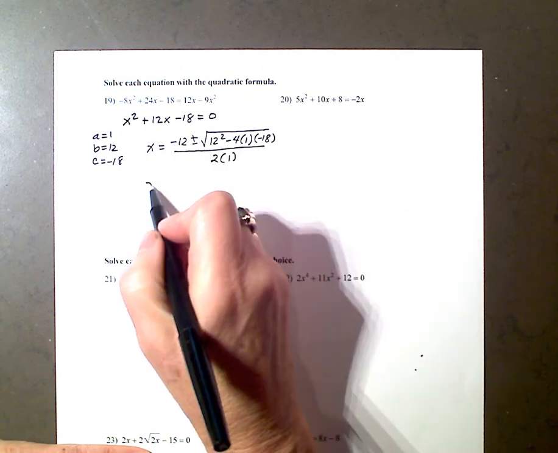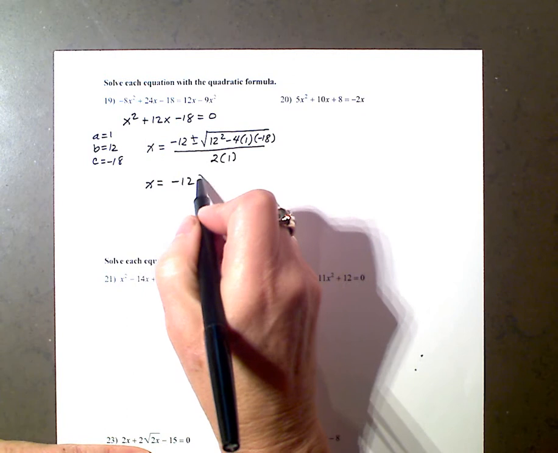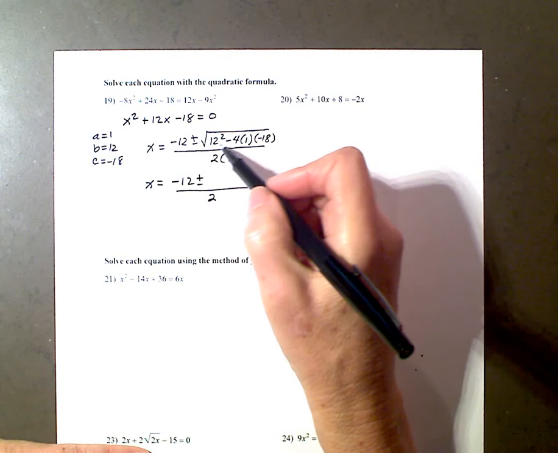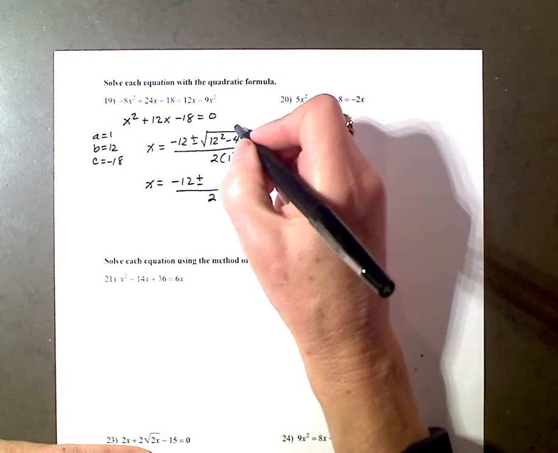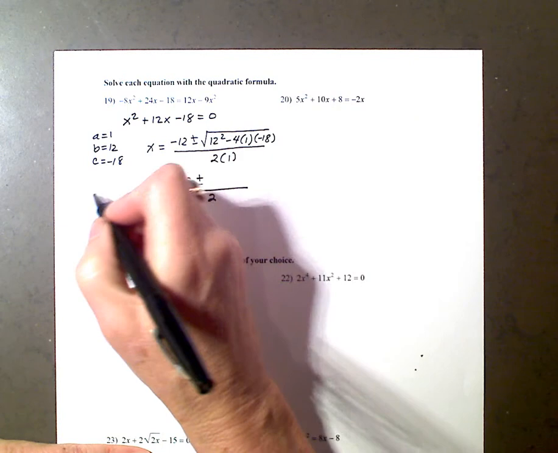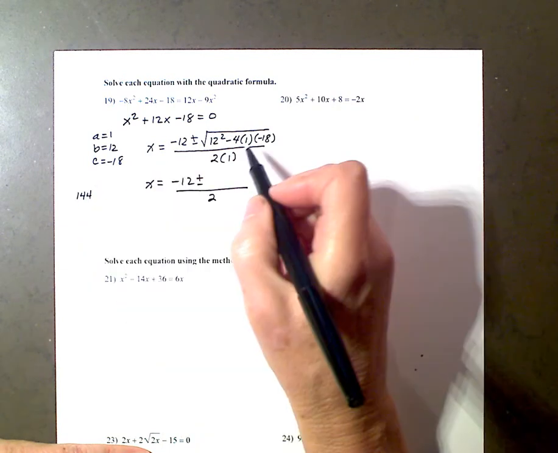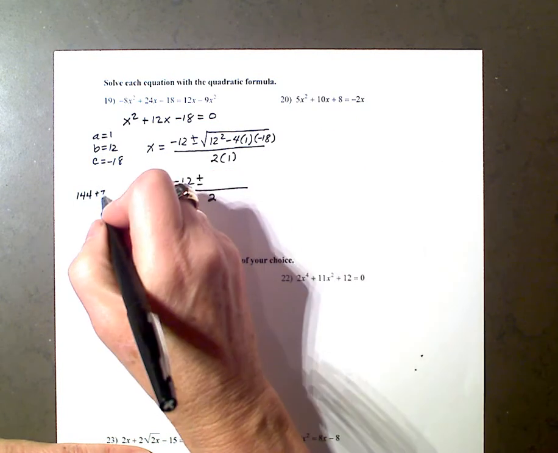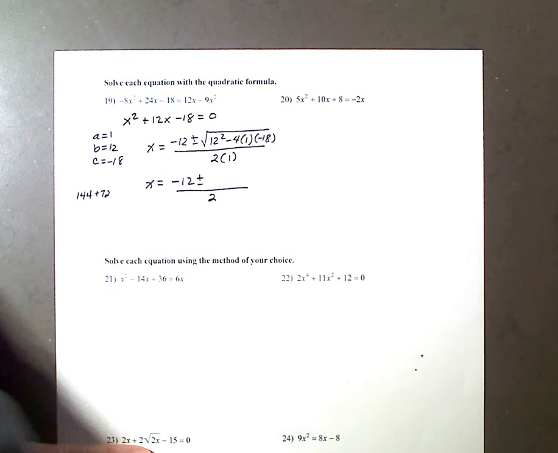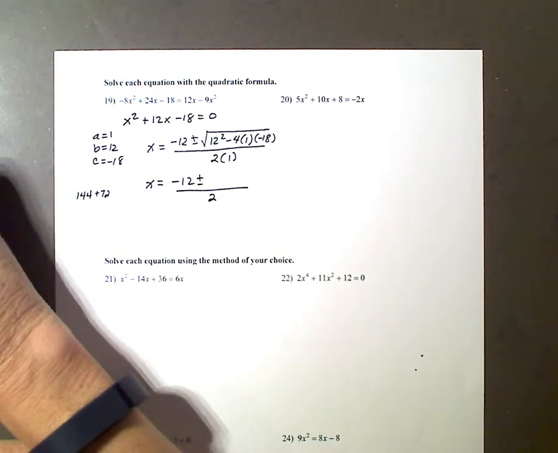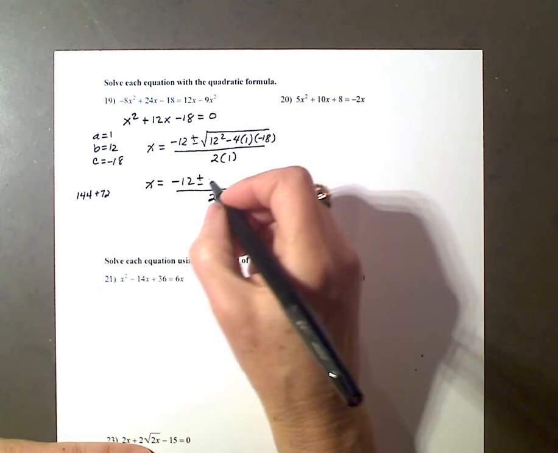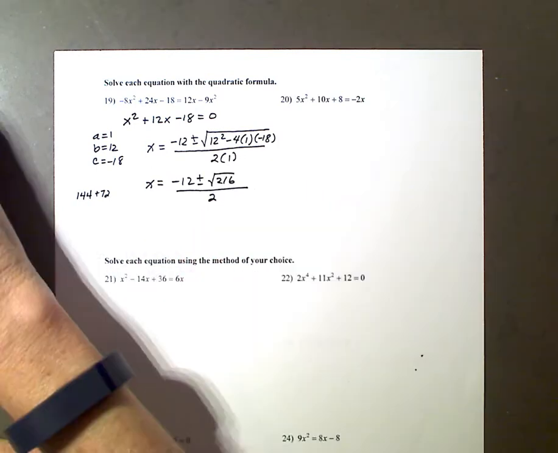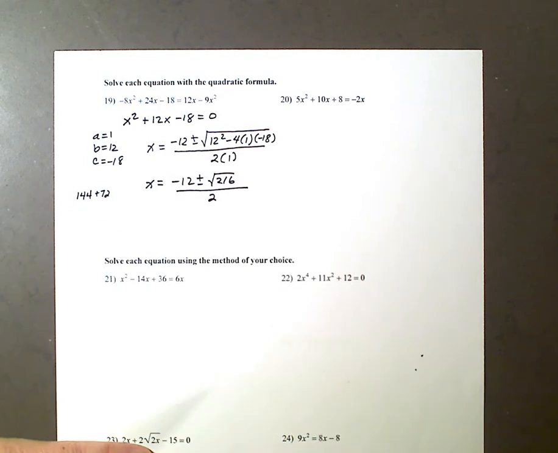So continuing to simplify, negative 12 plus or minus, this is going to be a 2. So under the radical here, I'm going to have 144, which is the 12 squared, minus a negative 72, so plus 72. So 144 plus 72 is the square root of 216, which does not simplify by taking a simple square root.